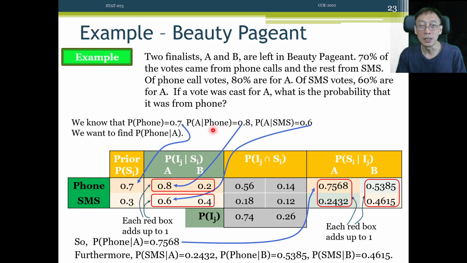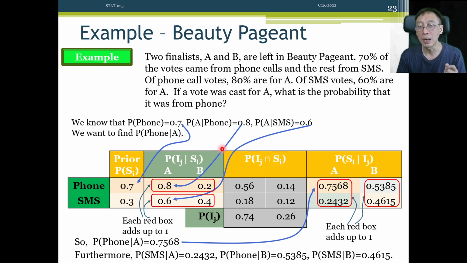But what is interesting here is that we know the prior probabilities, right? P of phone and therefore P of SMS. So the votes come in voting for A and B. They can come in via phone or SMS, and of course that's some time back. It can be now via apps or via many other means. But let's just say two channels, right?